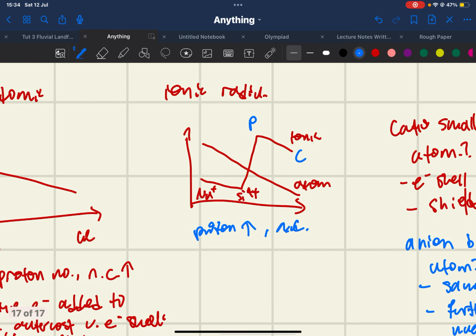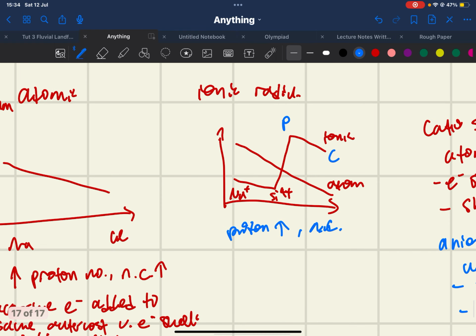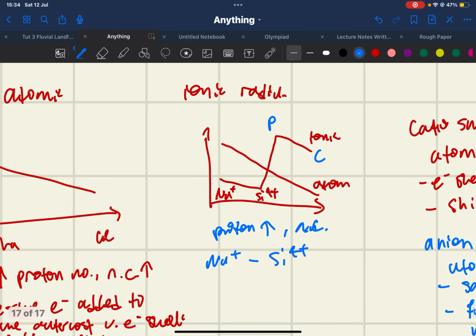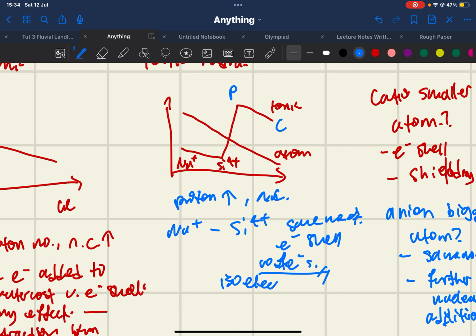Same explanation as atomic radius. But what happens is that you're not talking about electrons being successively added to the same outermost electron shell. Instead, we talk about sodium to silicon. Okay, same thing for the anions. Sodium to silicon, they have the same number of electron shells, and the same number of electrons. Okay, the same number of electrons. So basically, in other words, they are isoelectronic. What does this mean?